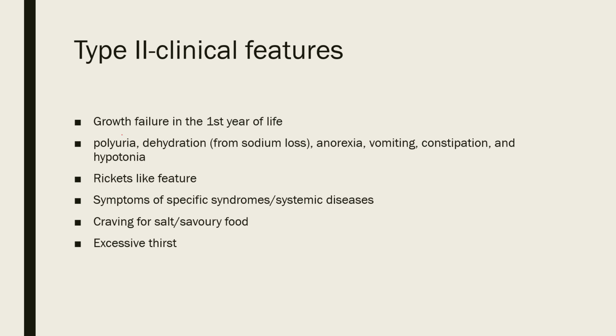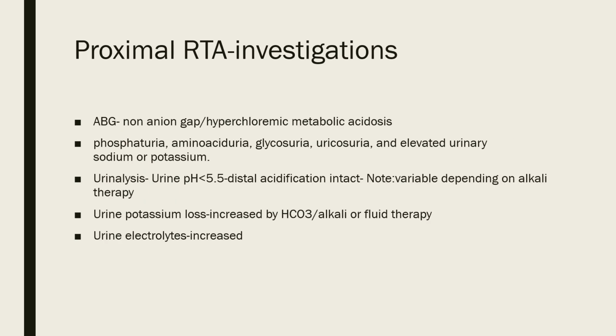The child is going to have polyuria because loss of electrolytes automatically pulls water along with it. Because of loss of water, dehydration. Because of dehydration, excessive thirst. Because of loss of salt, excessive craving for salt and savory food. Apart from that, this child can have vomiting, constipation, hypotonia, rickets-like features. Rickets-like features will be more prominent in distal RTA than proximal RTA. I will come to that later. And if the child is having specific systemic disorders or syndromes, they will have specific features of those.